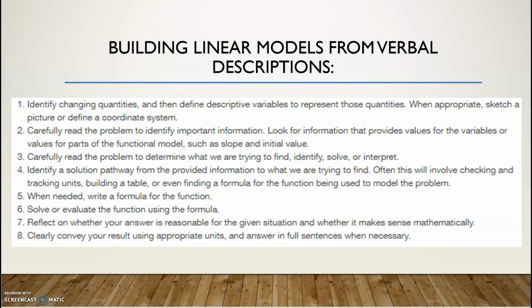So the things that are changing, we're going to label those as X, Y, Z, something like that. We're going to try to represent those quantities with a variable. Carefully read the problem to identify important information. Look for information that provides values for the variables or values for parts of a functional model, such as slope and initial value. Anything that we are used to working with that we've already learned, we'll try to find something, if we can, that we're used to applying in just a regular situation, not a real world situation. That'll help to simplify it.